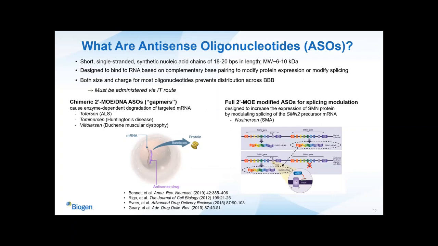Now, what are antisense oligonucleotides? These are short single-stranded synthetic nucleic acid chains with a typical molecular weight of about 6 to 10 kilodaltons, and the idea is to bind RNA in order to inhibit or increase production of certain proteins which are associated with the disease. On the left you can see an example of a so-called gapmer, which is designed to reduce generation of certain genetic targets, and the name of this ASO molecule is tofersen in case of ALS and so on. They basically prevent mRNA from translation and production of a certain protein associated with the disease.